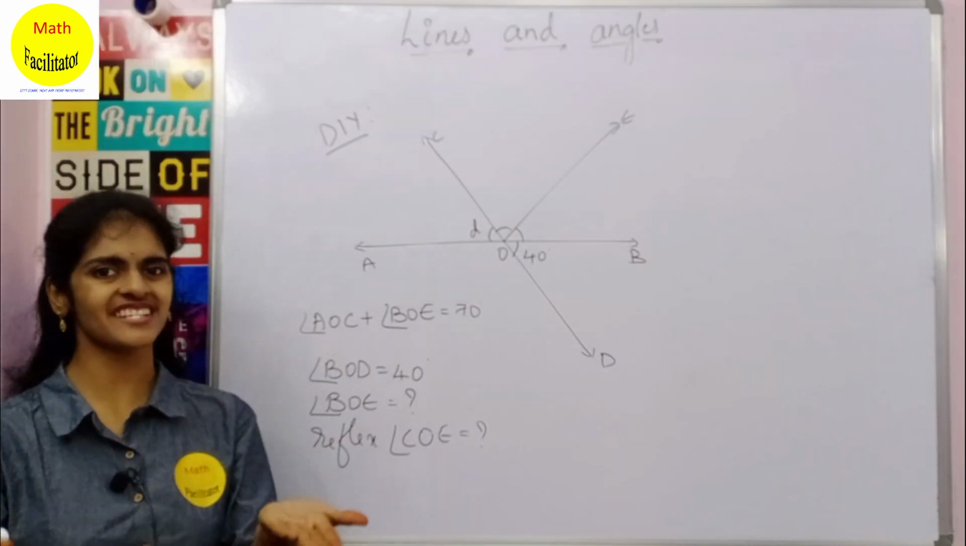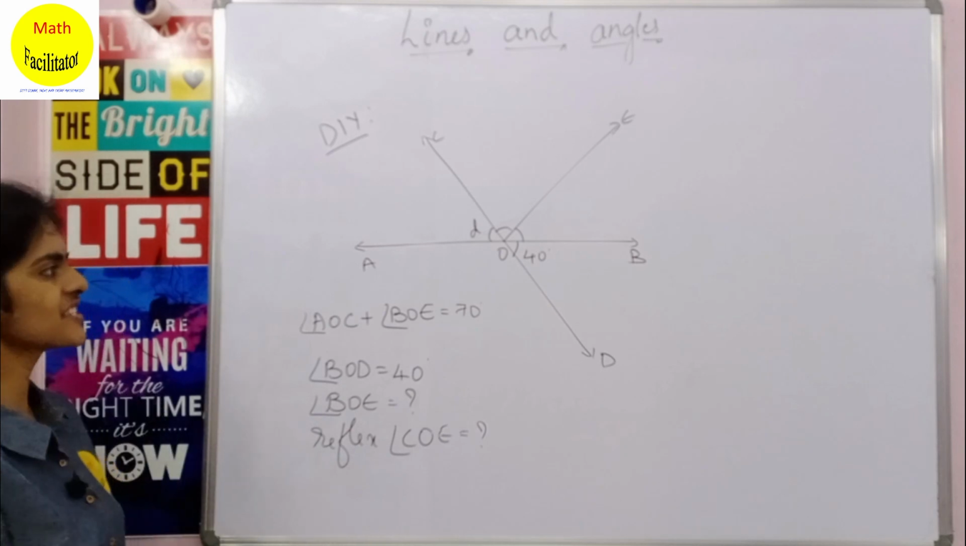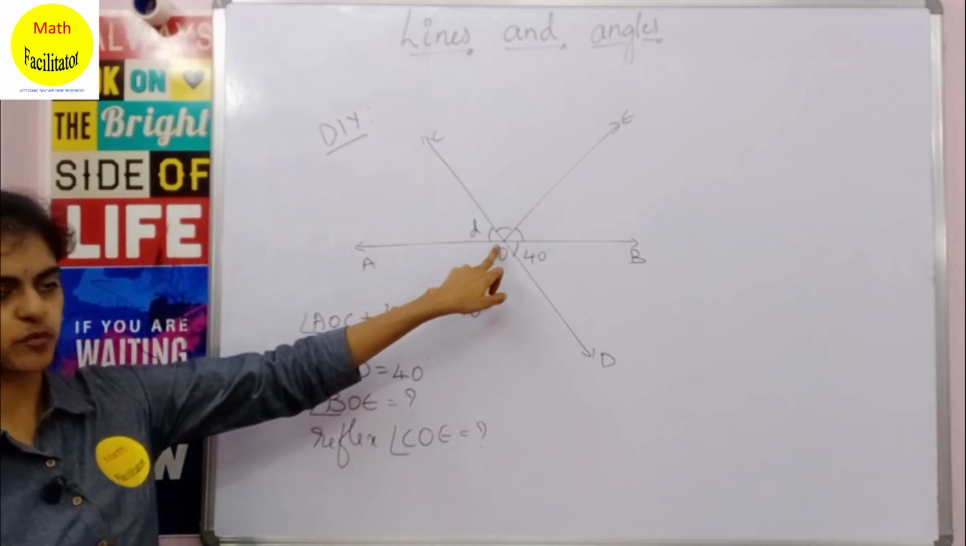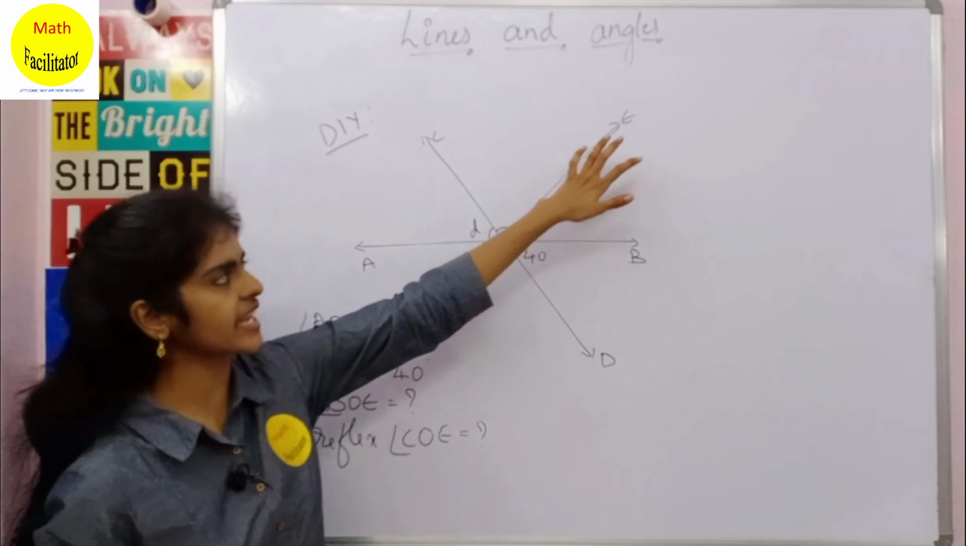Now it's your time to try it yourself, so do it yourself. Now AB and CD are two lines that are intersecting at point O, and you also have a ray OE.